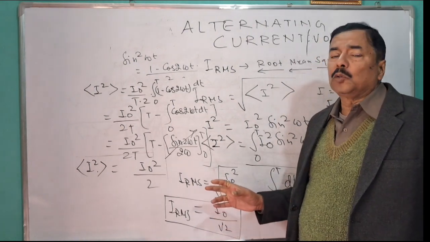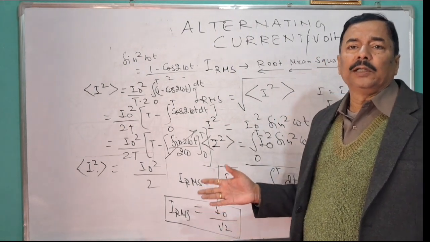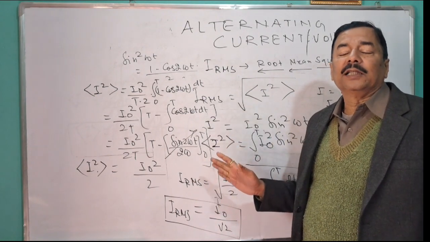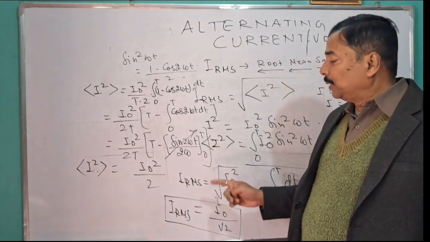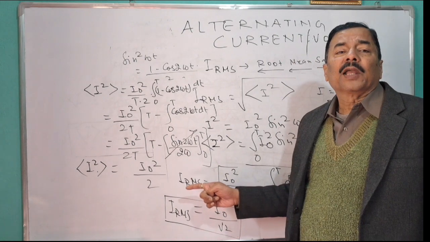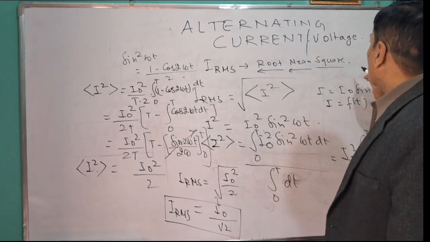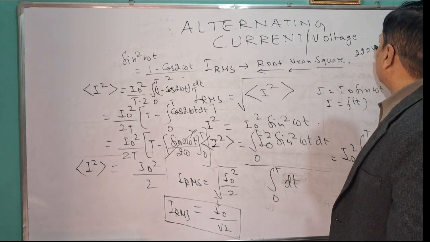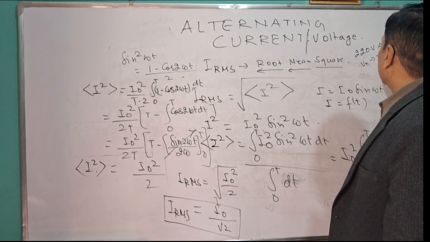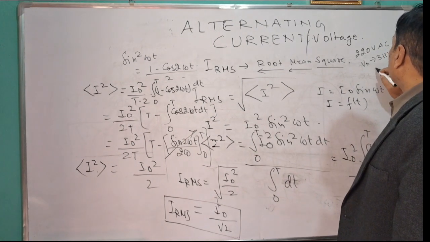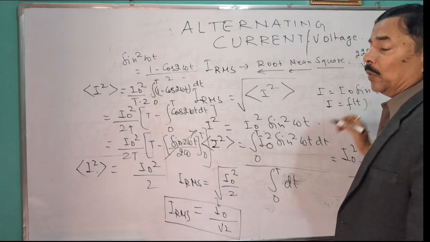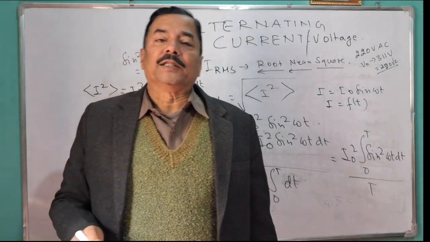Therefore, if we talk about 220 volt AC and 220 volt DC, then 220 volt AC is more dangerous than 220 volt DC, because the peak value of AC will go root 2 times RMS value, and that will be coming around 311 volt. So 220 volt AC has the peak value V0 311 volt. How it has come? It has come 220 root 2. So we can conclude that AC is more dangerous than DC.